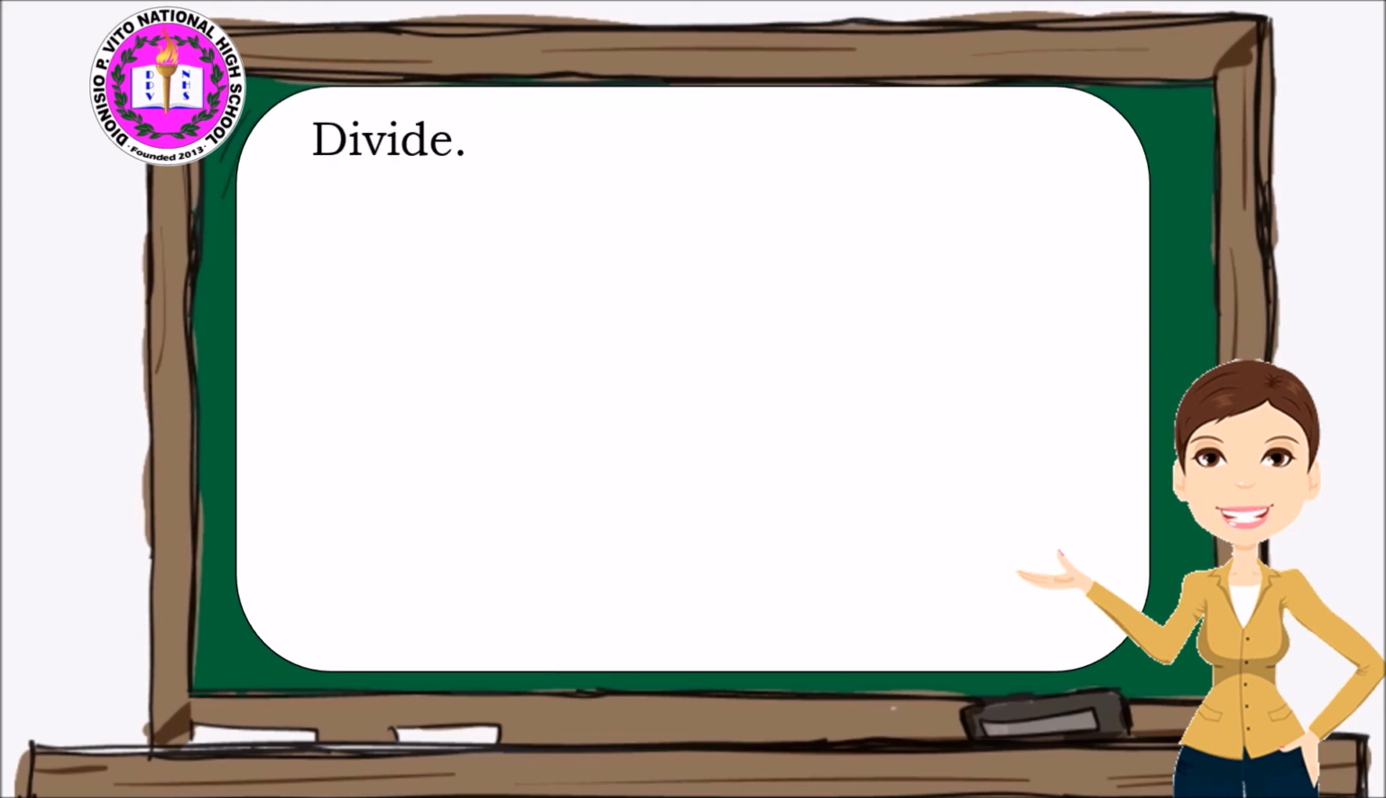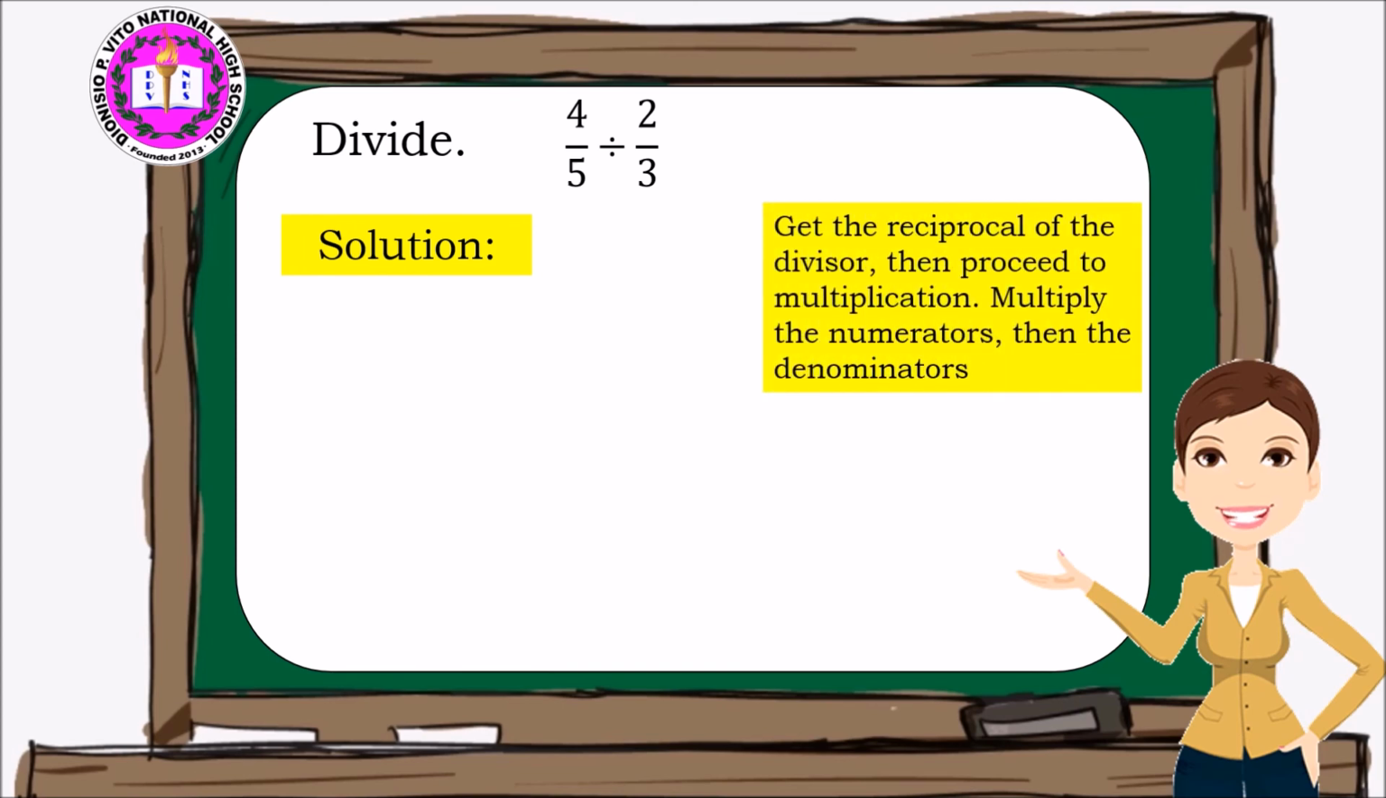For example, we're going to divide 4 over 5 divided by 2 over 3. So our solution, so we're going to get the reciprocal of the divisor, then proceed to multiplication. So multiply the numerators, then the denominators. So we have 4 over 5 times 3 over 2, which is equal to 4 times 3 is equal to 12. Then 5 times 2 is equal to 10. Therefore, we have 12 over 10.